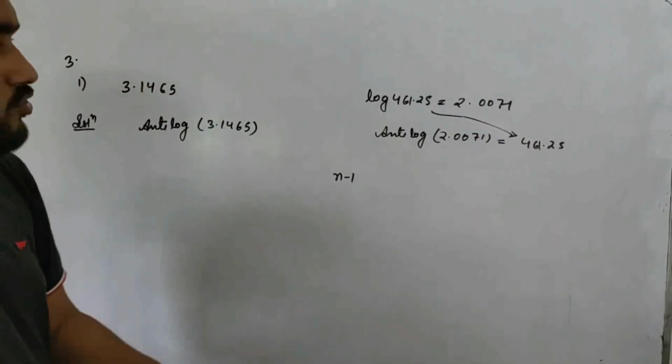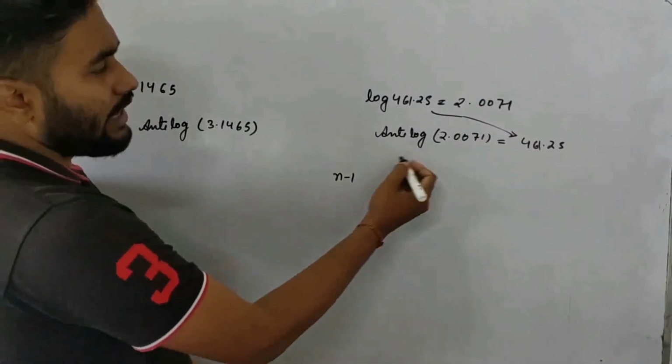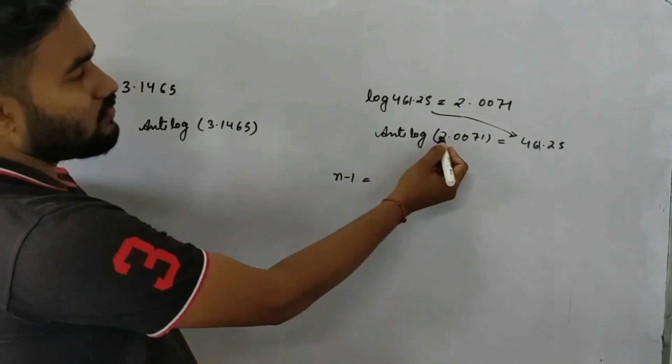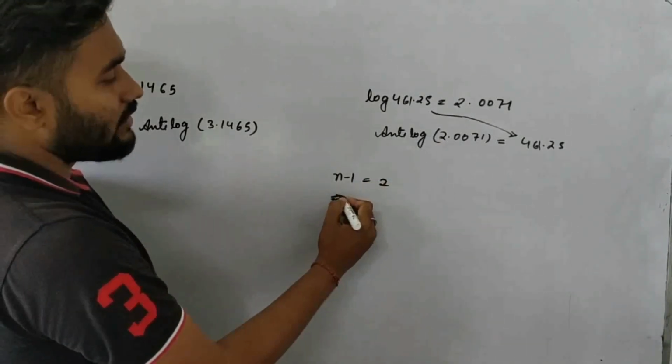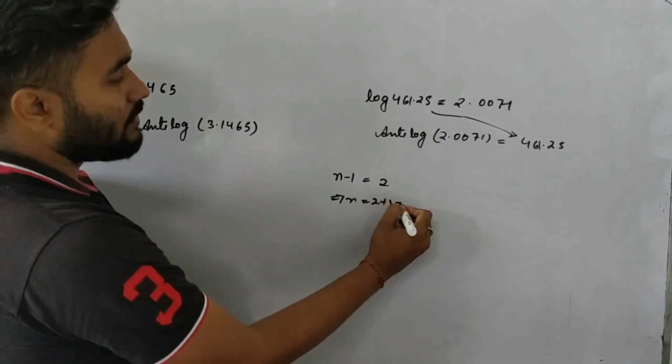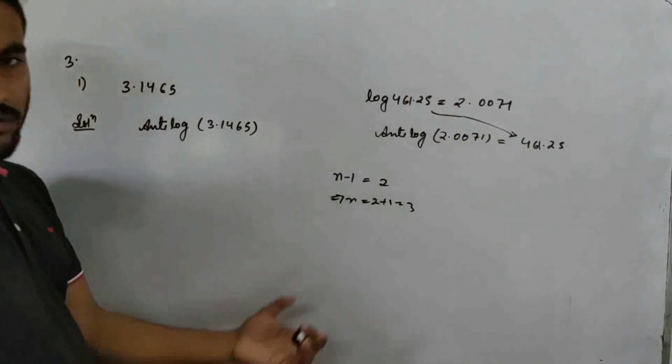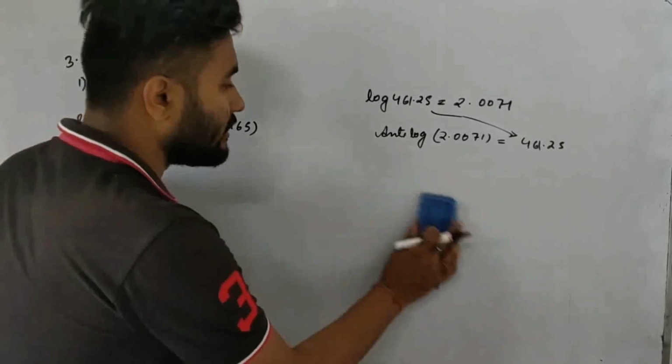And if you can't do the shortcut, it's simple. Just think n minus 1, and what is the value over here? 2. Just write 2 and find the value of n. n will be 2 plus 1, which equals 3. So after 3 digits you put the point. Just solve this formula, but directly also you can do.